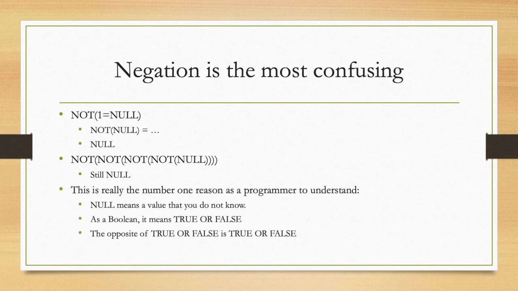It's really just super important to realize a null means a value you don't know. I've harped on that enough. And as a Boolean, it means true or false. And the opposite of true or false is really the opposite of all the values in there. It might be false or true or false or true, but those are equally the same values. So that's the thing.